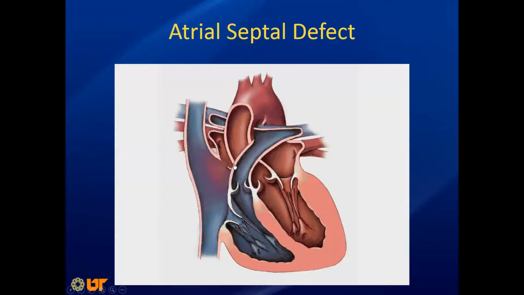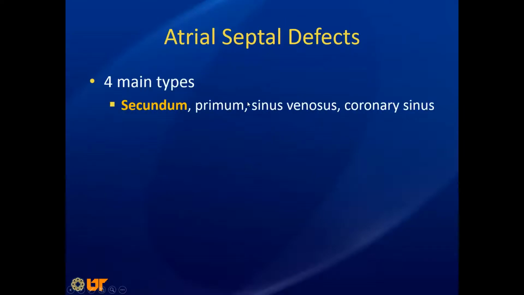ASDs are next, so very common as well. So a defect between the top two chambers of the heart. There are a variety of types. So there's four main types. Secundums, or basically ones in the middle of that septum, are by far the most common. Primum are associated with AV canals. That's kind of the bottom part of the septum. Sinus venosus are less common, kind of the top part right where the SVC plugs in.